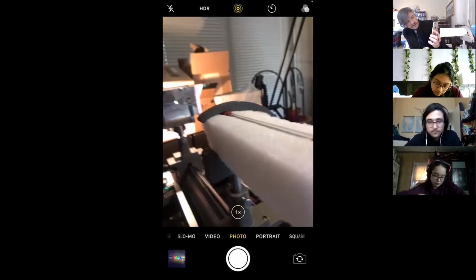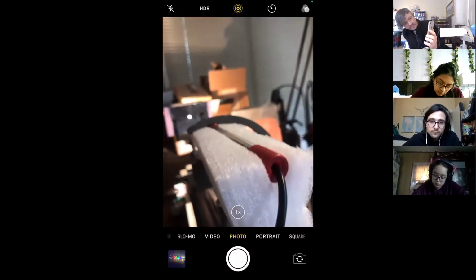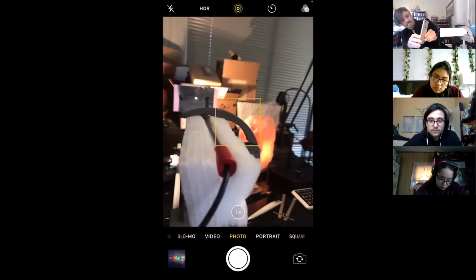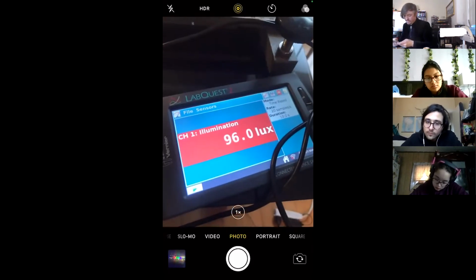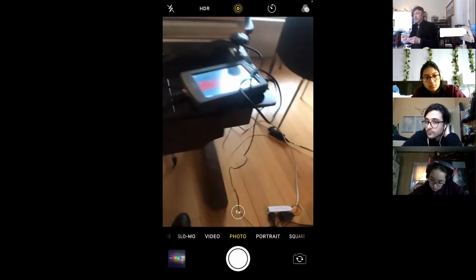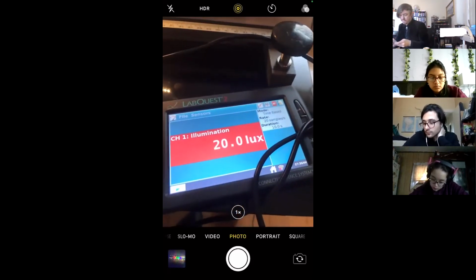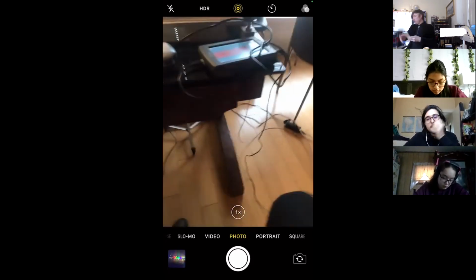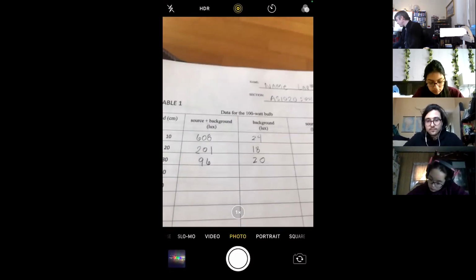Artificial star is glowing. Let's see if I can get that lens flare again. Ooh. Okay. 96. And the background, 20. Notice the intensity, or the source plus background, is dropping, but the background is staying roughly constant.